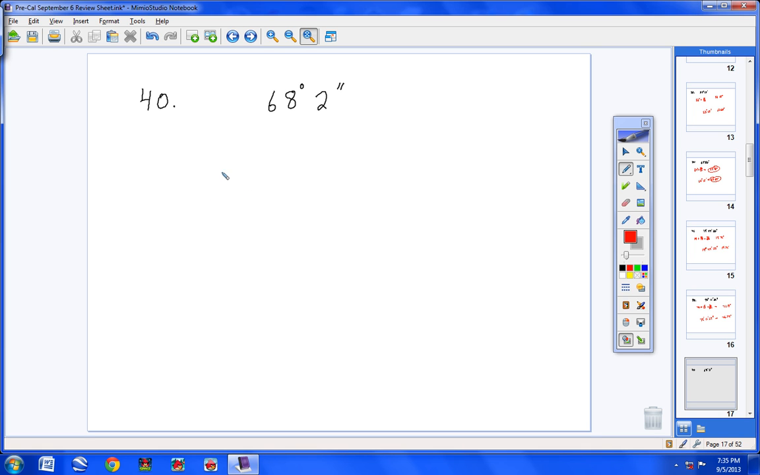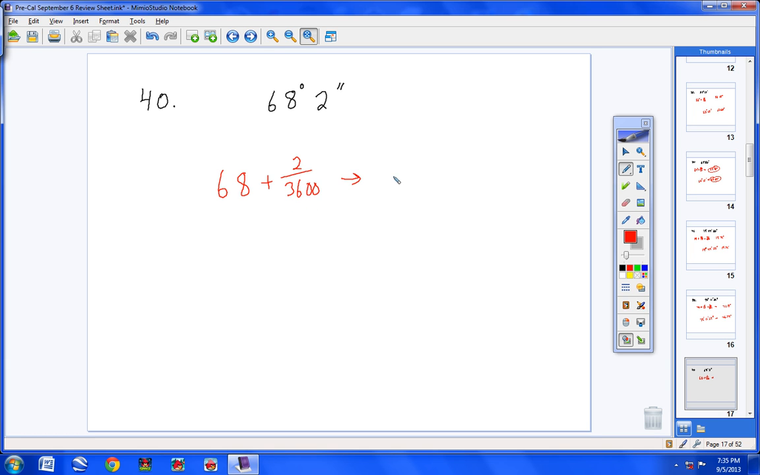Moving on to number 40. Let's see, now be careful here, students. Look, it's not minutes. Do you see that? It's seconds. That's 2 slash marks. So it'd be 68 plus 2 over 3600. Okay? Seconds always go over 3600. Minutes go over 60. And these are seconds.